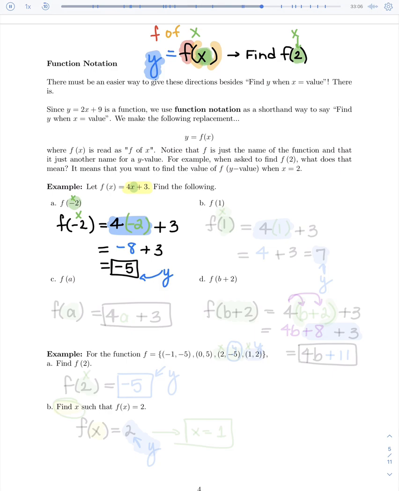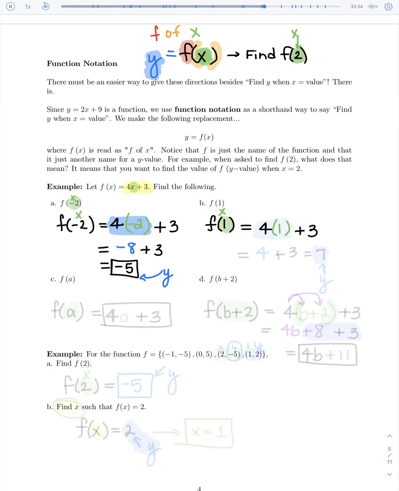Let's take a look at B. In B, they want us to find f of 1. So just like the last one, it means we're going to plug in a 1 wherever there's an x in our function f. So our function f was 4, then the x will get replaced with a 1. Just like the last one, don't forget your parentheses when you plug in anything. And then we have the plus 3.